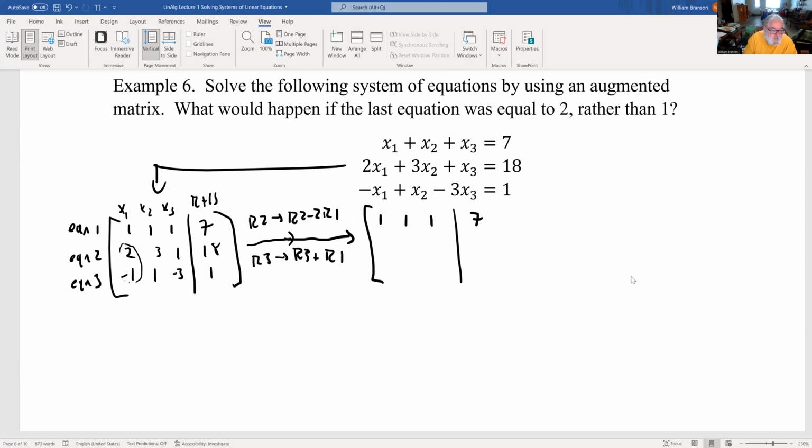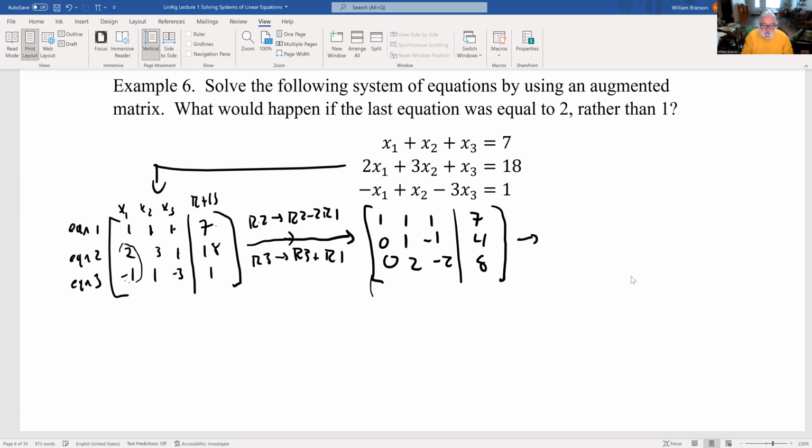And now row 2, 2 minus 2 is 0. 3 minus 2 is 1. 1 minus 2 is minus 1. 18 minus 14 is 4. Remember that we're subtracting twice row 1 from row 2 there. Okay, and then row 3, we're just going to add row 3 and row 1 and use that as our new row 3. So if we add row 3 and row 1, what do we get? We get 0, 2, minus 2, 8.